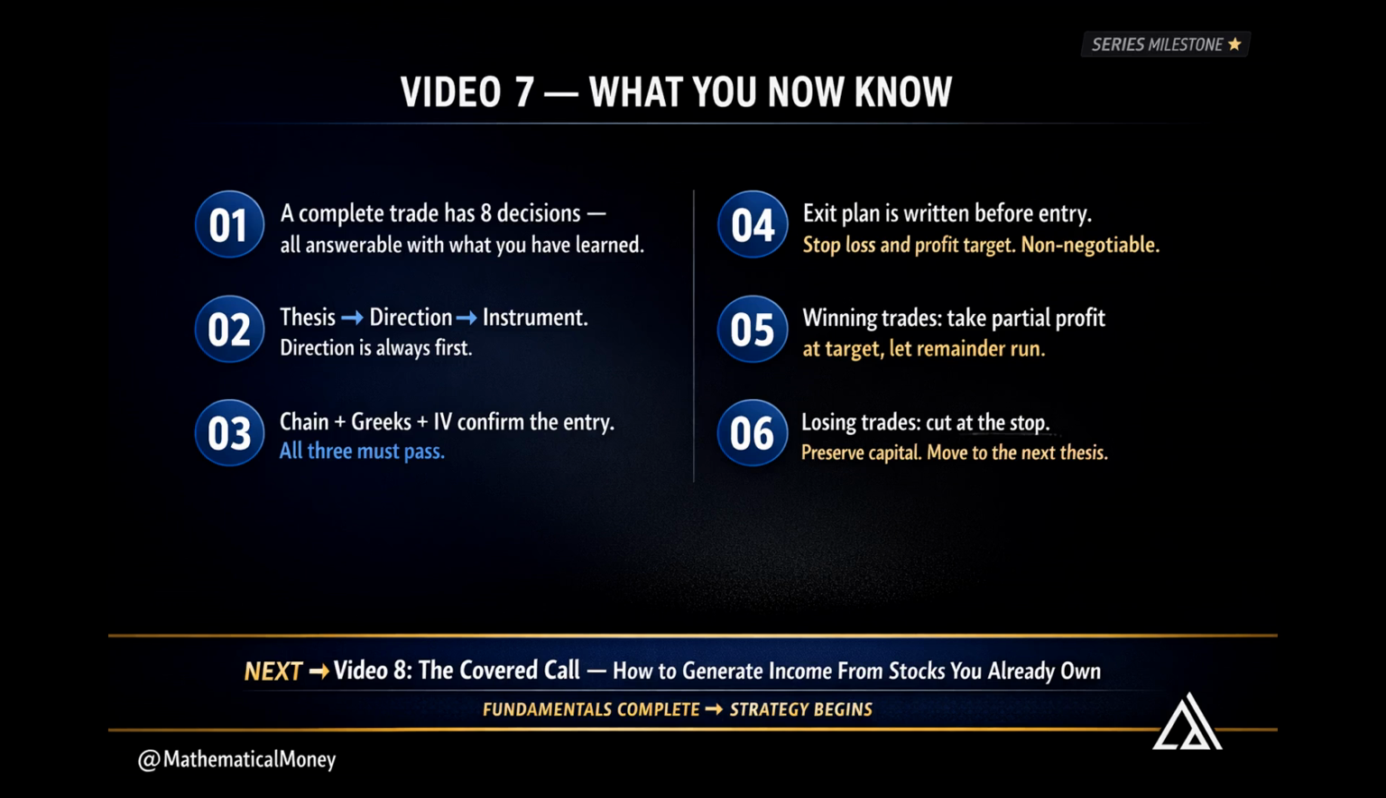Here is what you now know, and more importantly, what you can now do. 1. A complete options trade has 8 decisions, and every one of them is answerable using what you have learned in this series. 2. The thesis drives direction. Direction drives the instrument. The instrument drives the strike and expiry. 3. The chain confirms your entry. The Greeks confirm your risk. 4. Confirms your timing.